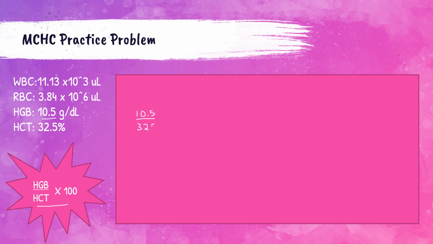So 10.5 divided by 32.5 is what? I'm getting 0.323. Okay, excellent. So we're not done yet. We're going to have to multiply that by 100. Okay, and that gives you 32.31, and we're doing MCHC, so it's going to be grams per deciliter. Boom. All right, so this is our answer, 32.31 grams per deciliter, and recall the normal reference range for MCHC, 32.31 is within that.